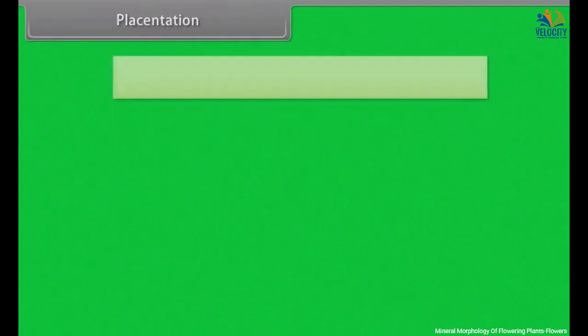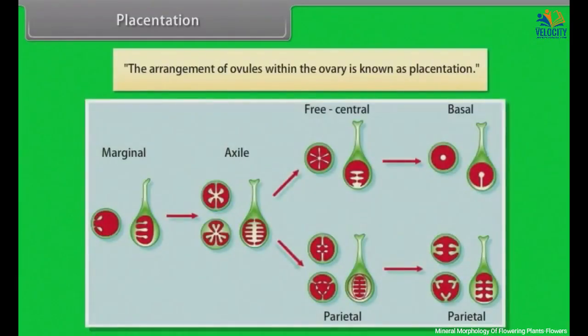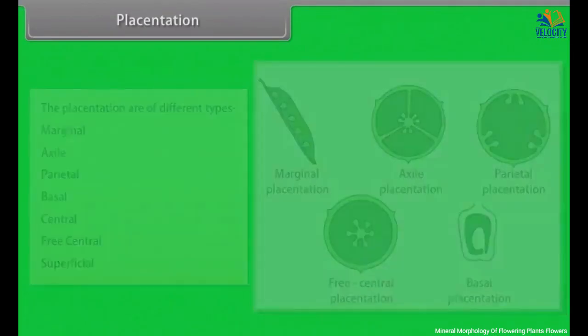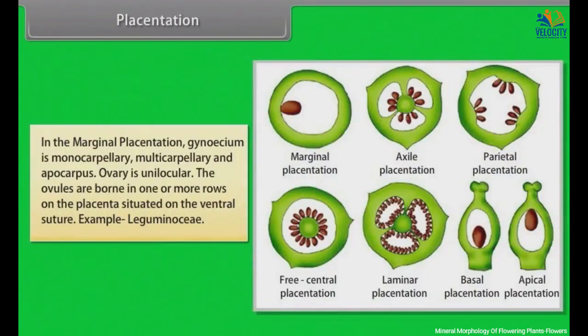Placentation. The arrangement of ovules within the ovary is known as placentation. The placentations are of different types: marginal, axile, parietal, basal, free central, superficial. In the marginal placentation, gynoecium is monocarpellary, or multicarpellary and apocarpous. Ovary is unilocular. The ovules are borne in 1 or more rows on the placenta situated on the ventral suture.